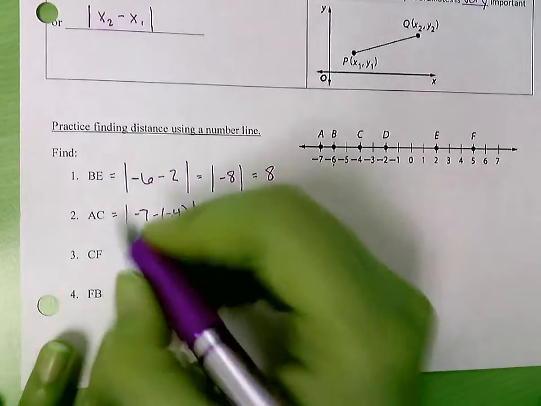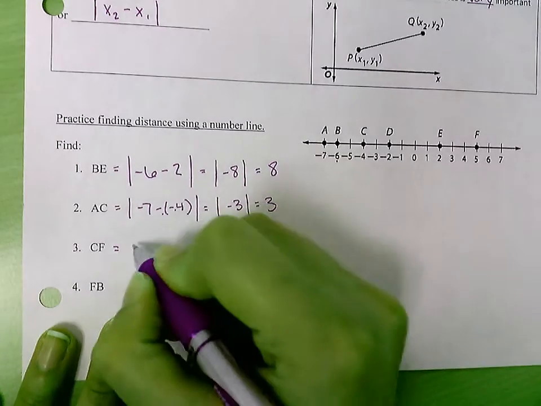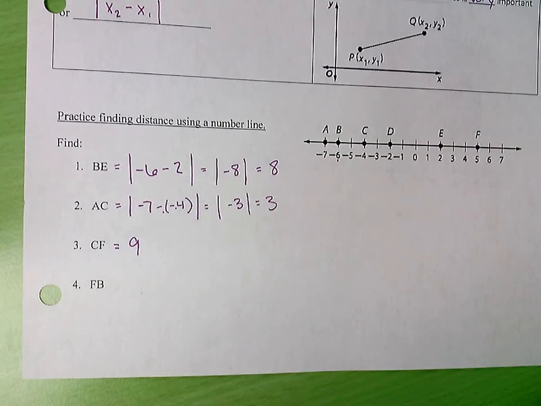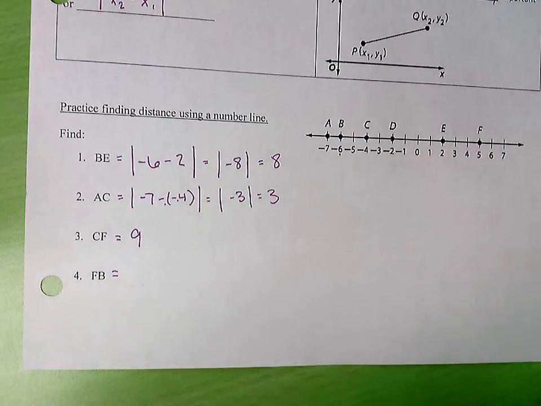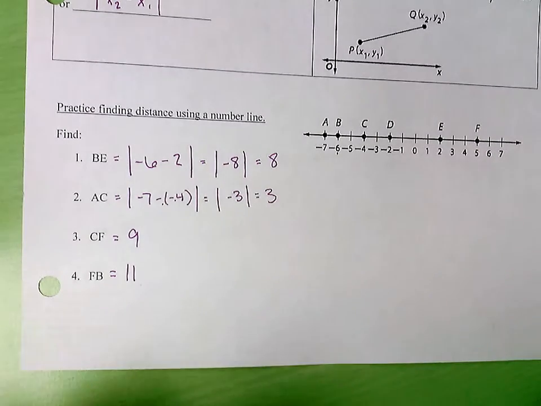So for CF, you should have gotten 9. Okay, the distance between those two is 9. And for FB, the distance between those 2 points should be 11.